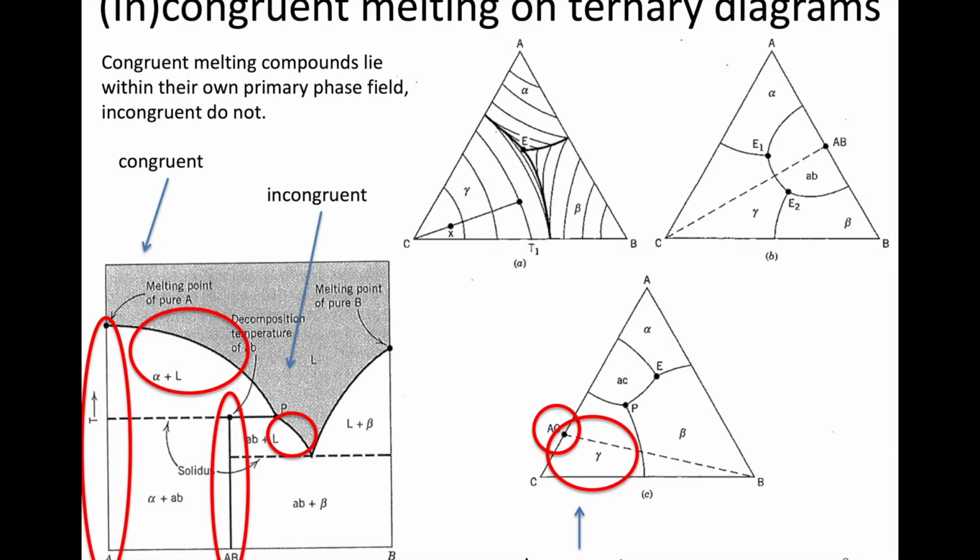So it lies in something else's primary phase field, right? That makes sense. If you think about it, we know AC is the composition of it at room temperature. So if we have that composition and we heat it up, then we know at the very end we're going to actually form liquid in this component gamma. So it's going to be different, it's not going to have the same composition, and therefore by definition it's incongruent. So we can use these primary phase fields to determine congruent and incongruent melting.